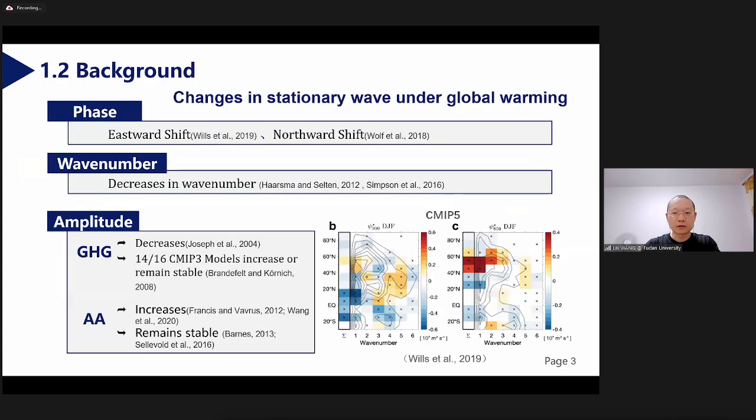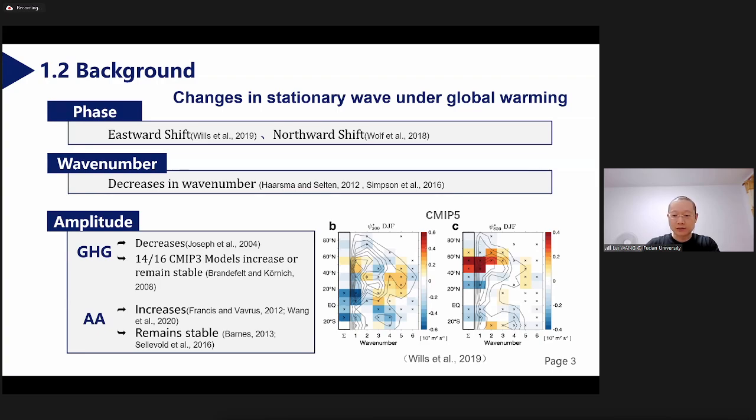If we look into the literature about changes in stationary waves under global warming, under different scenarios, for example Arctic amplification and this kind of topic, we can see a general conclusion: they mostly support that the winter stationary wave will increase in amplitude or in general remain stable. We can also see some eastward shift from CMIP6, CMIP5 or CMIP3 models, and also some decreases in wave number. There is some general agreement, but also a very large spread due to different assumptions in the projections.